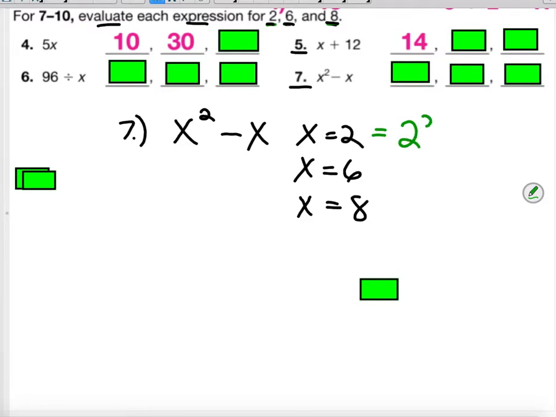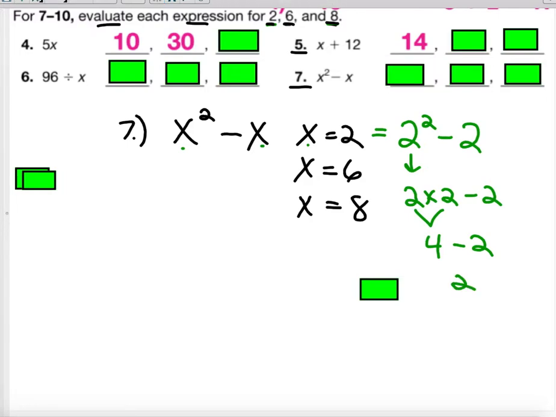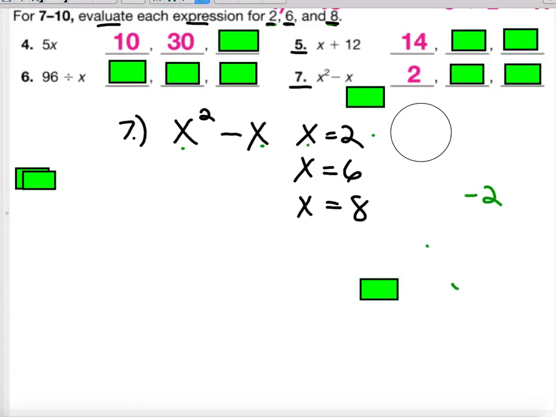2 to the second power minus 2, because we're replacing x with a value of 2. And then we simply know that 2 to the second power is 2 times 2, so we would do that first and then subtract 2. So we have 2 to the second is 4. 4 minus 2 leaves us with 2. And you can see how we've come up with our first answer. All right? That's if we use a value of 2.